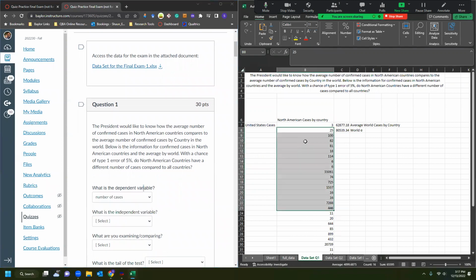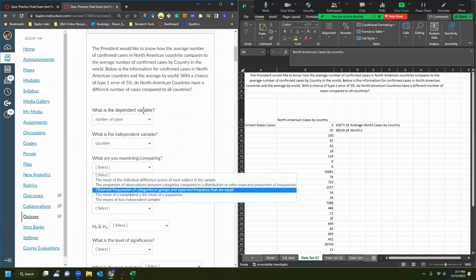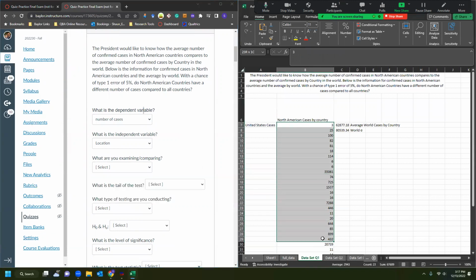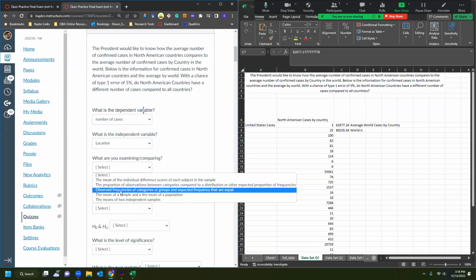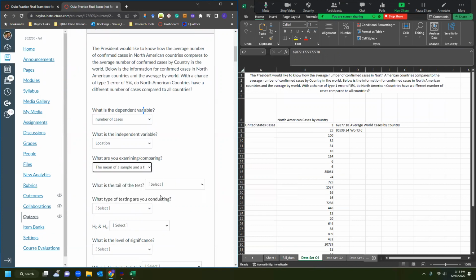And the independent variable is what are these number of cases dependent on? It's dependent on location, whether it's the world or just North America. And so we're going to put location. So what are you examining or comparing? This is the purpose of each of these tests. This test right here, we are looking at the mean of a single sample compared to a population mean.